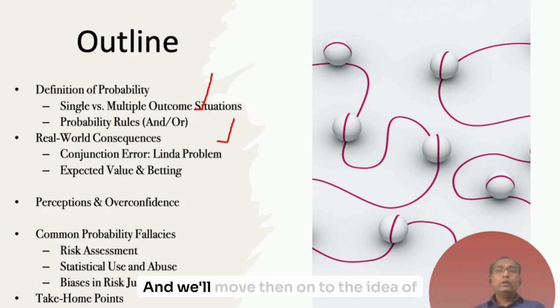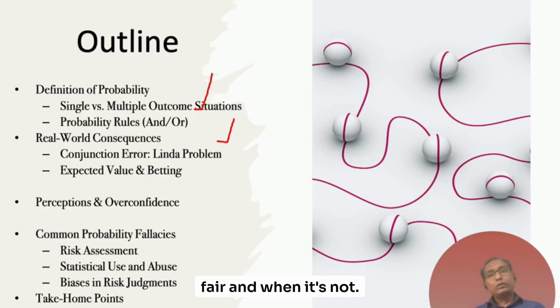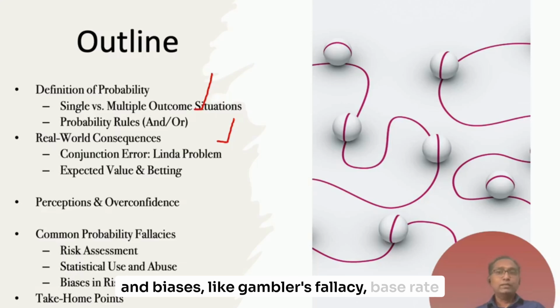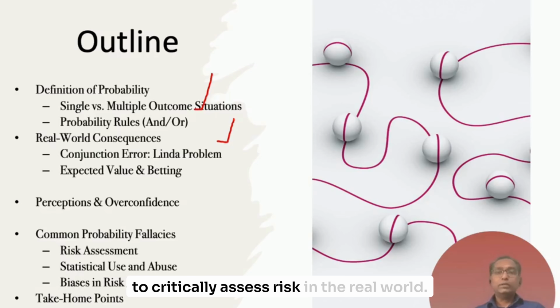And we'll move then on to the idea of expected values, which tells us when a bet is fair and when it's not. We'll wrap up by exploring common fallacies and biases like gambler's fallacy, base rate neglect, and overconfidence, and discuss how to critically assess risk in the real world.